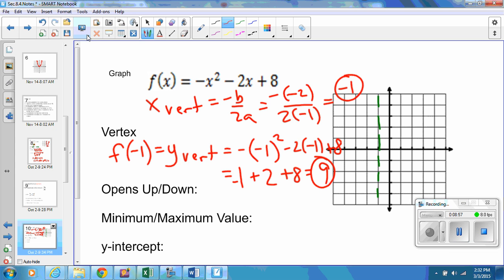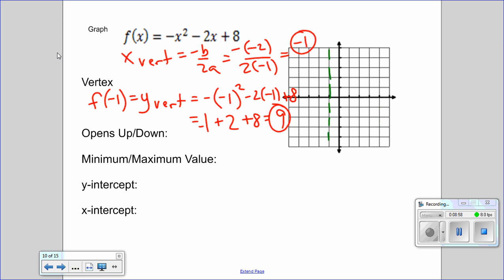So let's go ahead and make a note of that. So (-1, 9), right here. That is where the vertex is located. (-1, 9). We know it opens down. Let's go ahead and note that. So it does open down because a is negative. It does have a maximum value at the y-coordinate. So the maximum value is 9. It's the y-coordinate.